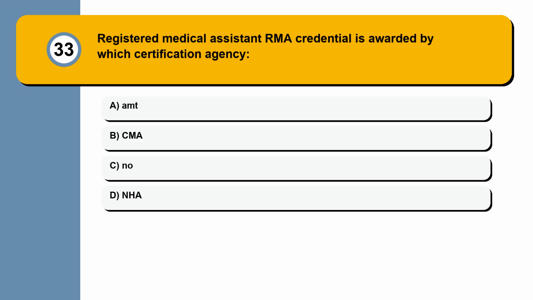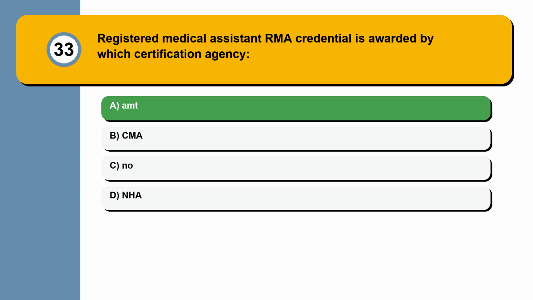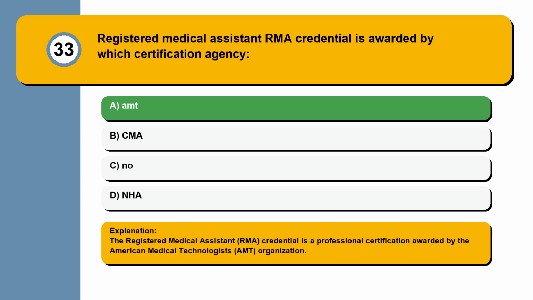Question 33. Registered Medical Assistant RMA credential is awarded by which certification agency? Here are your options. Option A, AMT. Option B, CMA. Option C, no. Option D, nah. The correct answer is option A, AMT. Explanation. The Registered Medical Assistant, RMA, credential is a professional certification awarded by the American Medical Technologists, AMT, organization.